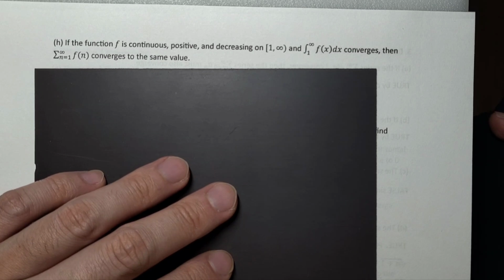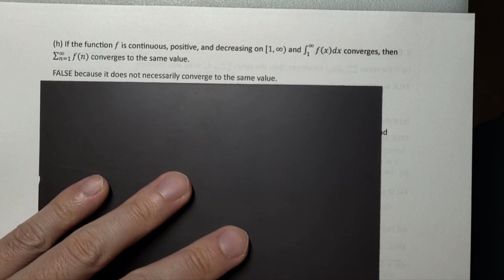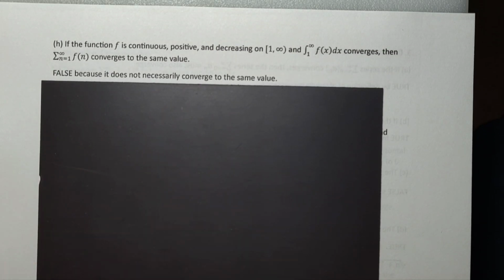If the function f is continuous, positive, and decreasing on the interval 1 to infinity, and the integral from 1 to infinity of f of x dx converges, then the summation as n goes from 1 to infinity of f of n converges to the same value. This is for sure false. Hopefully you thought of that right away. It does not necessarily converge to the same value. It could, but probably not.